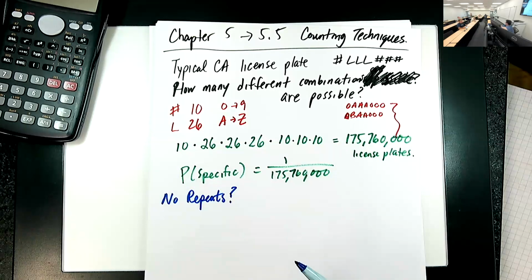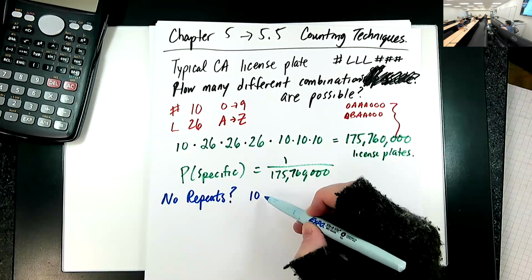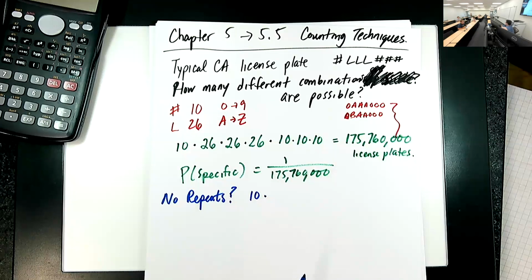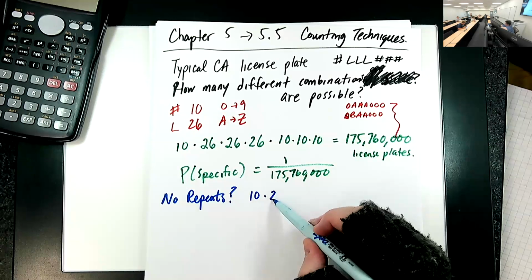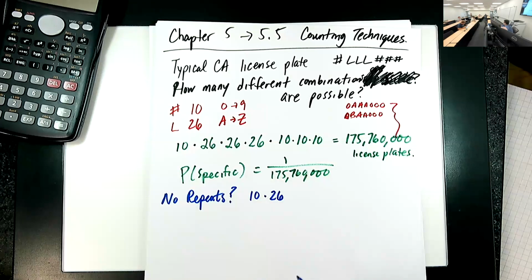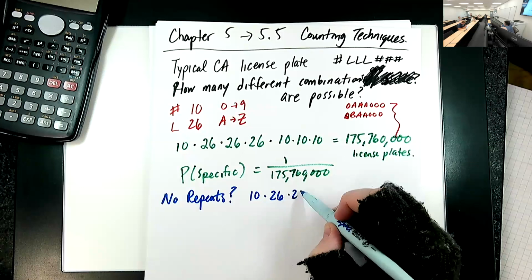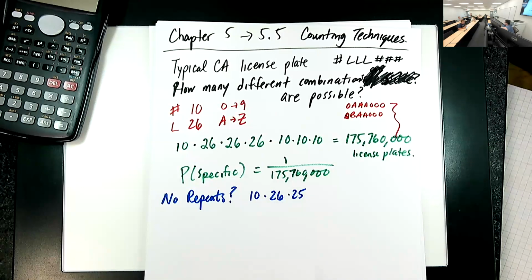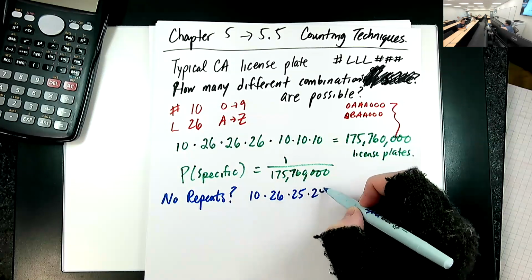Is there any restriction on the first number? No, first number's fine. What about the first letter? First letter's okay too. What about the second letter? If we already picked x, we can't use x again, so there's 26 minus 1 is 25. And let's say the next one is y, we pick y. Now for the third letter, we can't use x or y. There's only 24 left.